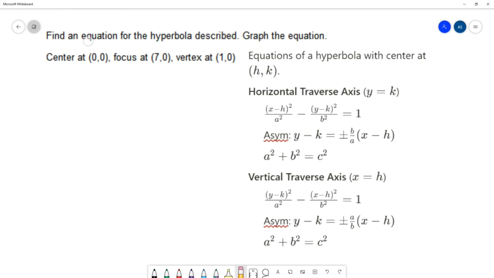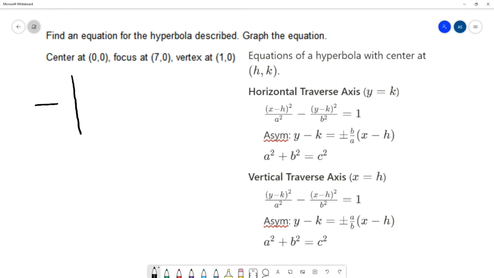In this example, we want to find an equation for the hyperbola described and graph the equation, and this particular hyperbola will have a center at 0, 0, a focus at 7, 0, and a vertex at 1, 0. So the first thing I like to do is to figure out the orientation. So I'm going to draw a little sketch of the information that I've been given.